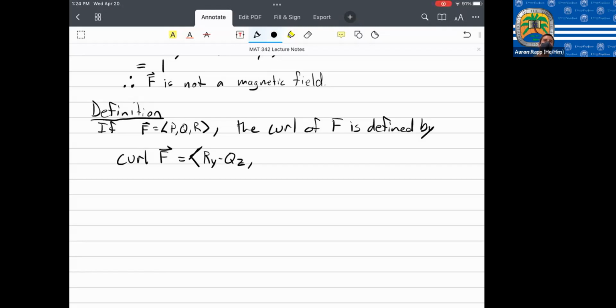The x component of this vector field is the difference of your z component's partial with respect to y minus the q component's partial with respect to z. Your y component of this new vector field, the curl, is going to be your x component's partial with respect to z, so how your x component is changing with respect to variable z, minus how your z component is changing with respect to the variable x.